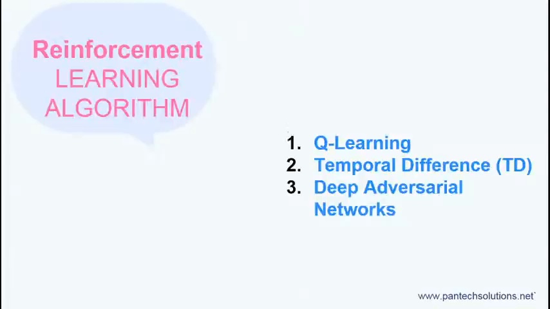Okay, in reinforcement learning we use algorithms like Q-learning, temporal difference, and deep adversarial network. Okay, so these are the 3 algorithms we use for reinforcement learning.